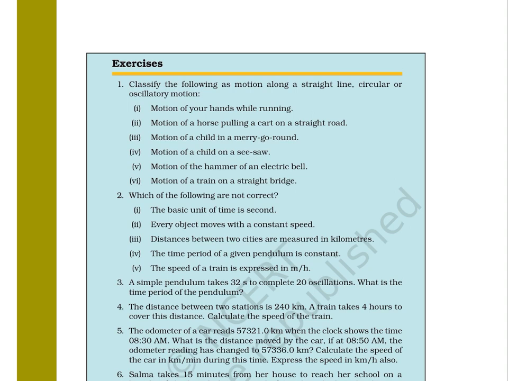2. Which of the following are not correct? 1. The basic unit of time is second. 2. Every object moves with a constant speed. 3. Distances between two cities are measured in kilometers. 4. The time period of a given pendulum is constant. 5. The speed of a train is expressed in meter per hour.